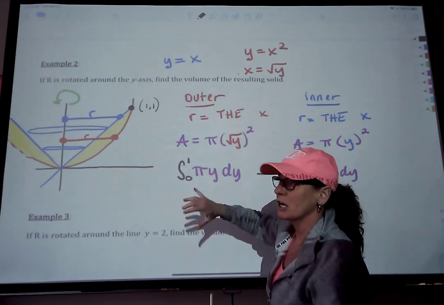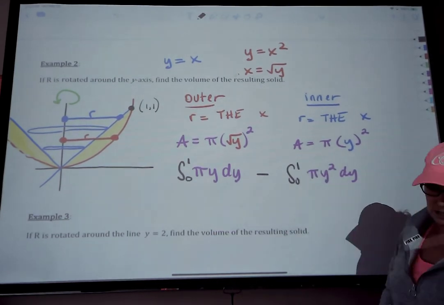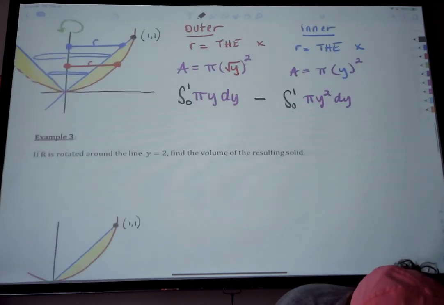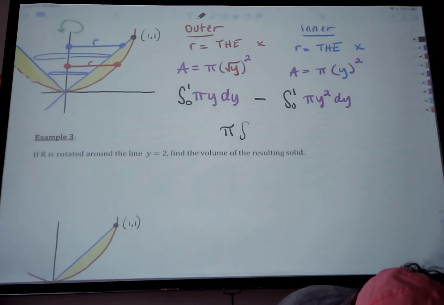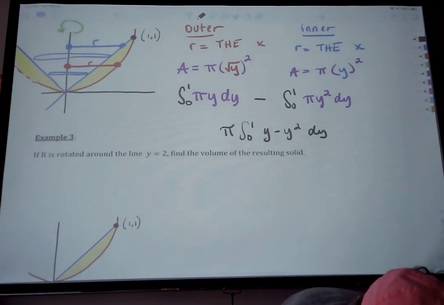This gets me everything completely filled in. This is the part that I'm going to scoop out. Yes, you may write it as one integral if you would like. They both have a pi. They both go from 0 to 1, y minus y squared dy.